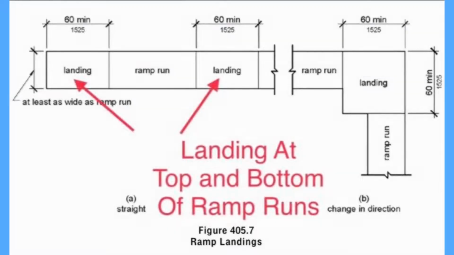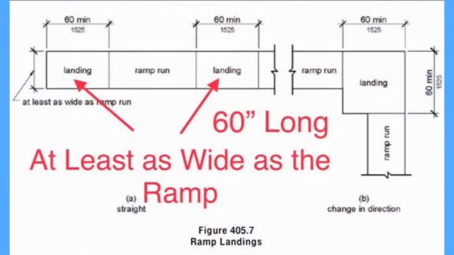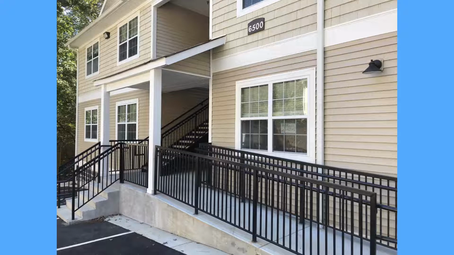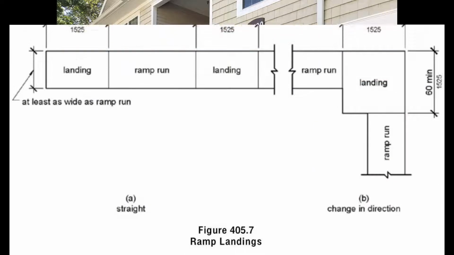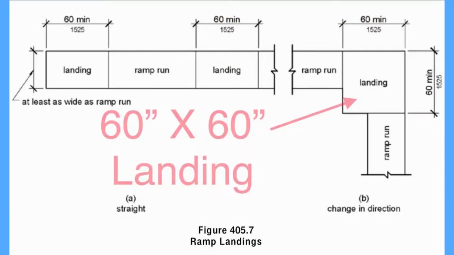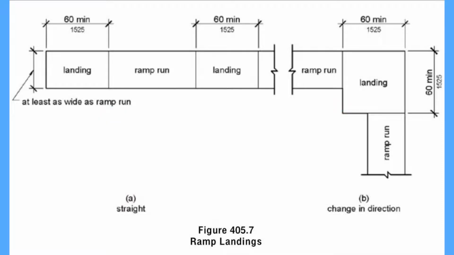There must be a landing at the top and the bottom of each ramp run. Landings must be at least as wide as a ramp and 60 inches long. The landing cannot slope more than 2% in any direction. Ramps that change direction between runs at landings shall have a clear landing 60 inches by 60 inches minimum. Where doorways are located adjacent to a ramp landing, maneuvering clearances required shall be permitted to overlap the required landing area.